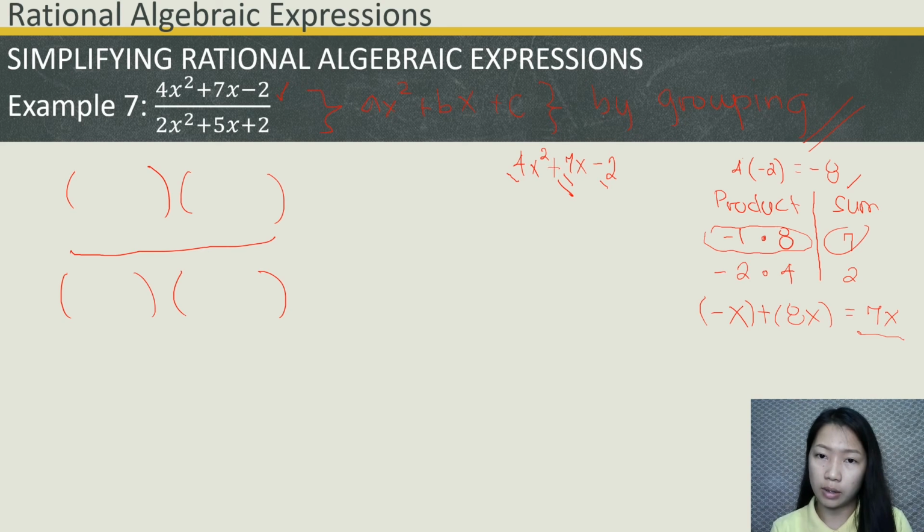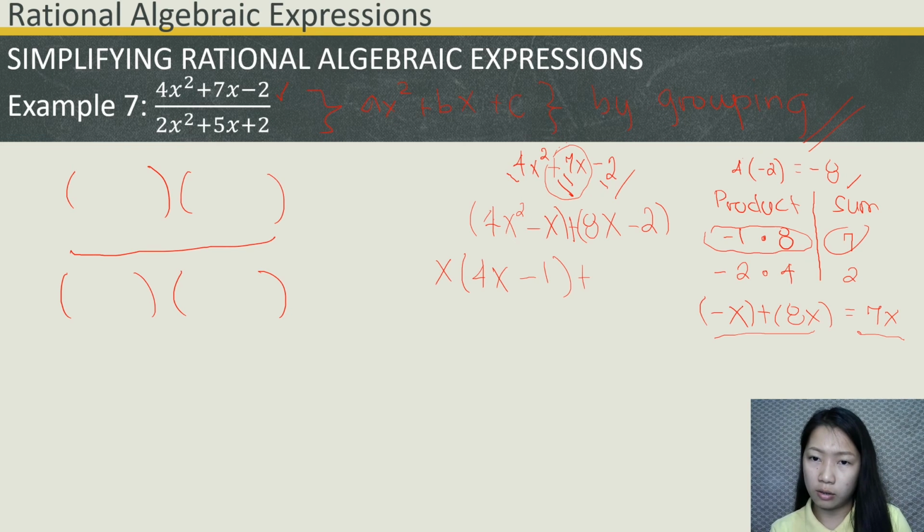Ito, na nandito sa pangalawang term, ay papalitan natin ng product na to. So, write down 4x squared minus x plus 8x. Then, copy the last term, minus 2. Then, pagsamahin natin yung dalawang term. Okay, factor out the common factors. Anong common sa dalawa? X. And then, 4x squared divided by x, 4x. X divided by x, 1.